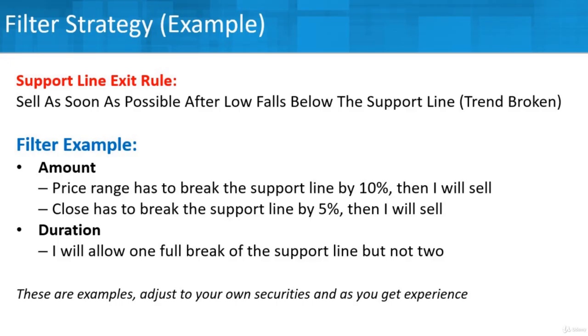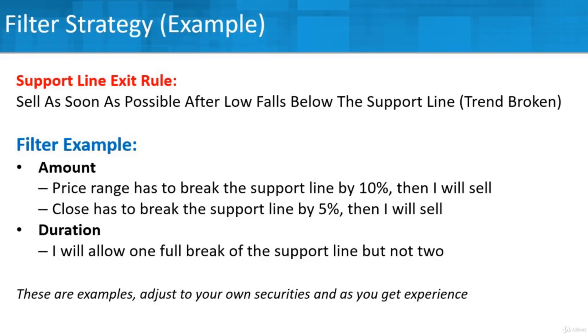You could also use a duration type of rule as a filter. For example, you'd say, I will allow one full break of the support line, but not two. So if it breaks the support line on one day, the exit rules say I'm supposed to sell as soon as possible. So I should be selling now, but I'm going to set up a filter and a rule and say I'm going to wait until it breaks it twice. And if it doesn't break it twice, in the following day, then I'm sticking in there.